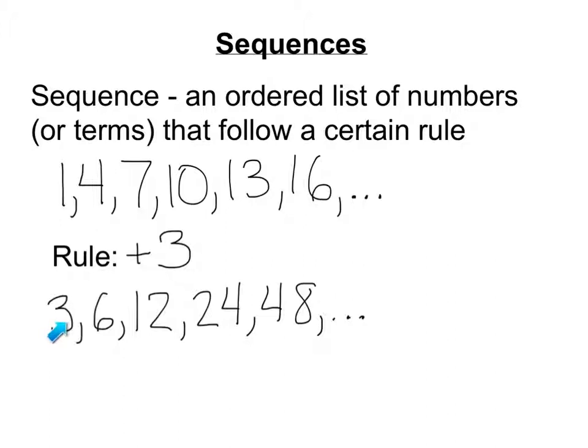In order to go from 3 to 6, we could multiply by 2. From 6 to 12, multiply by 2. 12 to 24, multiply by 2. And 24 to 48, multiply by 2. So the rule here must be multiply by 2.